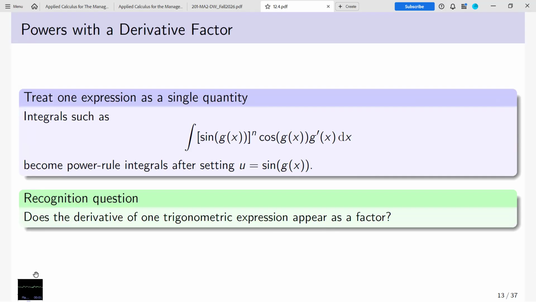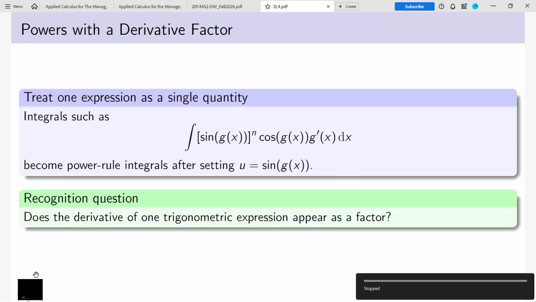A trigonometric expression can play the role of u just like a polynomial expression. Once substituted, the integral may become an ordinary power rule. Trigonometry enters wearing a disguise and leaves as u to a power.